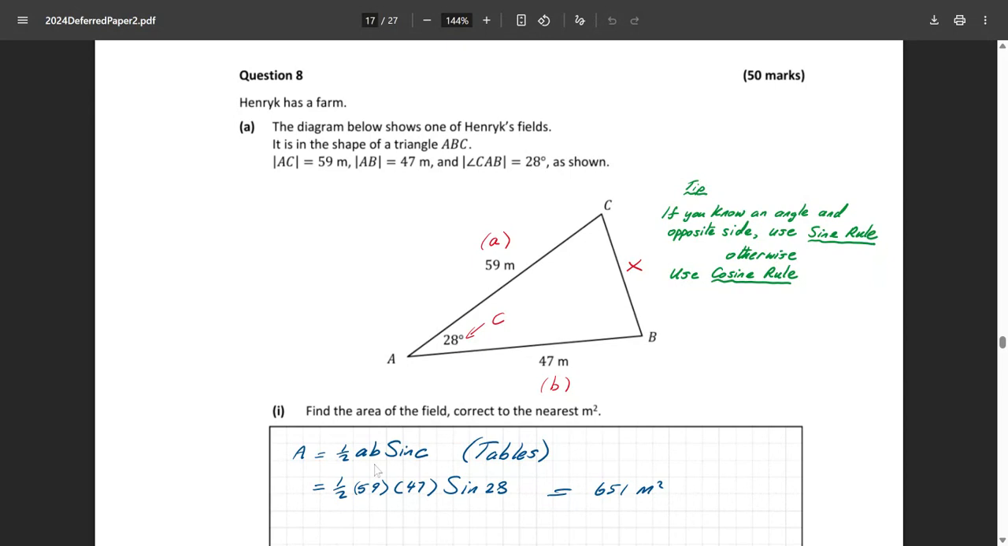Find the area. And there's a formula in the tables for area, and it's just a half ab sine C, or if you want to say it in words, a half of any two sides by the sine of the angle in between the two sides. So that's the way of thinking of it. So it's a half the two sides, 59 by 47, by the sine of the angle between the sides, which is 28 here. And you work all that out and you get 651 meters squared.